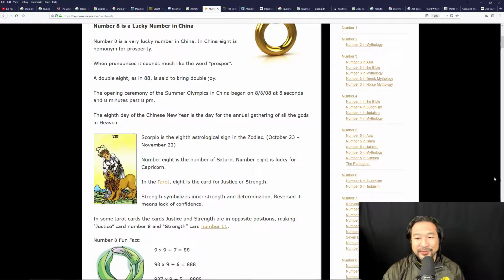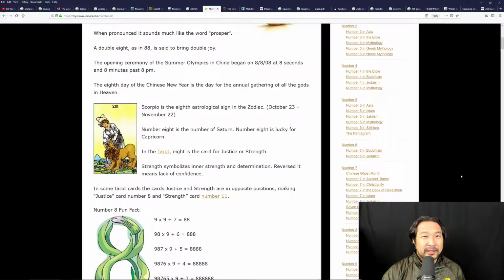It's interesting because when we see Hollywood movies, we see the 88 as kind of being a bad thing. Like a triad and all this other stuff from Japan. And then if you watch Kill Bill, interesting how it just always seems that way. Everything gets inverted and perverted. The opening ceremony of the Summer Olympics in China began on 8/8/08 at 8 seconds and 8 minutes past 8 p.m. Wow, China really went all overboard on that, didn't they? I didn't realize that. The 8th day of the Chinese New Year is a day for the annual gathering of all the gods in heaven.